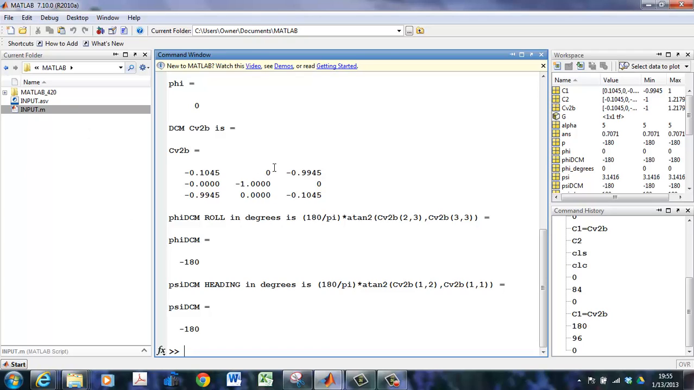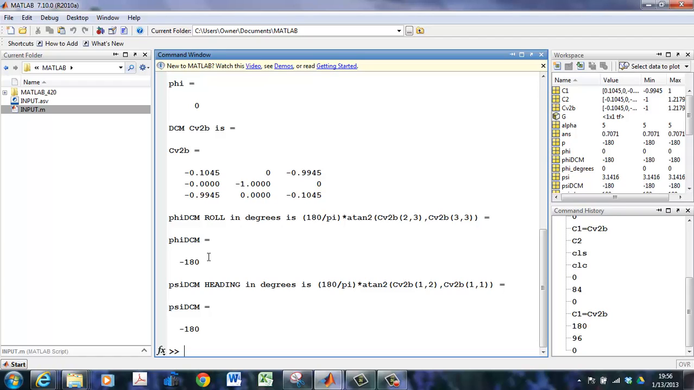Now here's our Cv2b with this one. And now if I compute the heading and the roll angle, 2,3 over 3,3, we're going to get 180 degrees. Second row, third column over 3,3, I got 0 before, but now it's going to be on the minus sign, so it's going to be 180 degrees roll. And the heading is going to be 1,2, 0 divided by 1. That's just 180. So the heading is right. And 180 degrees of roll is still 0 degrees from the point of view of the cockpit.